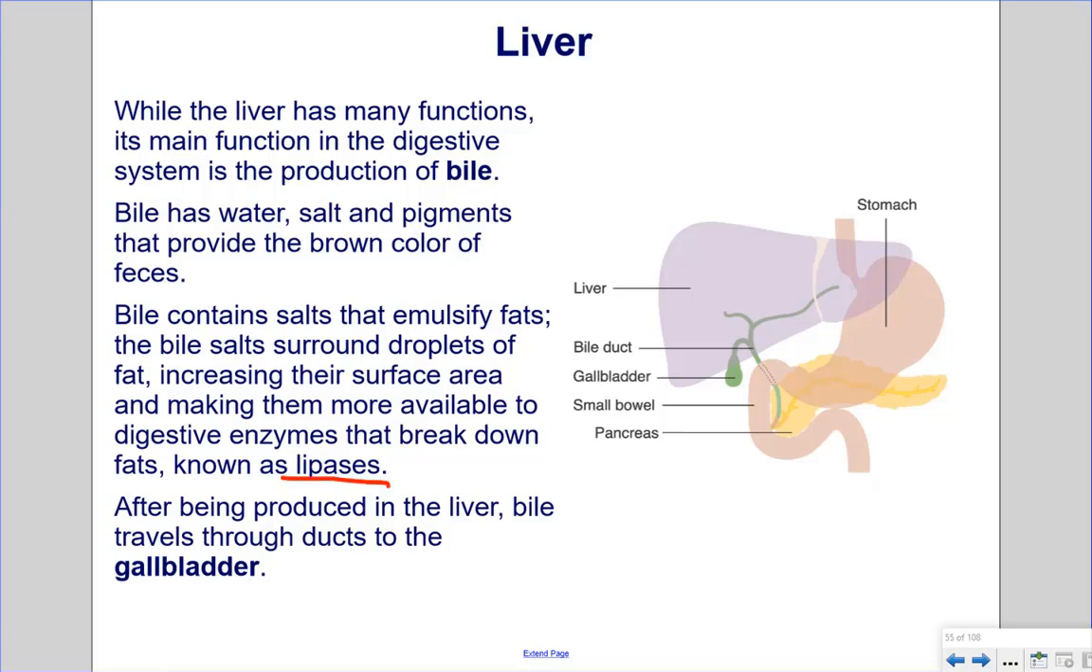After being produced in the liver, bile travels through the ducts to the gallbladder. The bile is produced in the liver, and it travels down these ducts into the gallbladder.